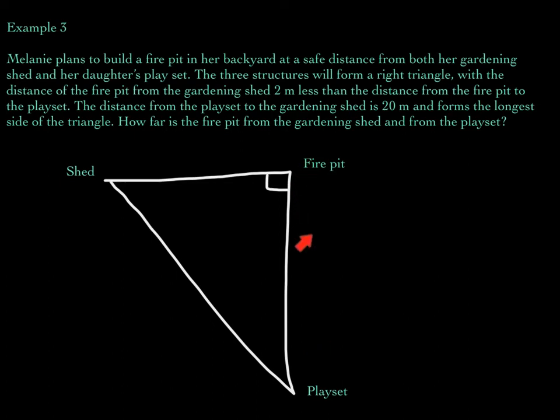Because this distance here is what I know least information about, I'm going to start there. I'm going to make that my unknown. I'm going to call it x. That means this distance here would be x minus 2. Okay, this is 2 meters less than the distance from the fire pit to the playset. Now, what they do tell us is that the distance from the playset to the shed is 20 meters. So I can go ahead and plug in 20 meters here. Do you see how much a picture, a correct diagram, will help us here, right?